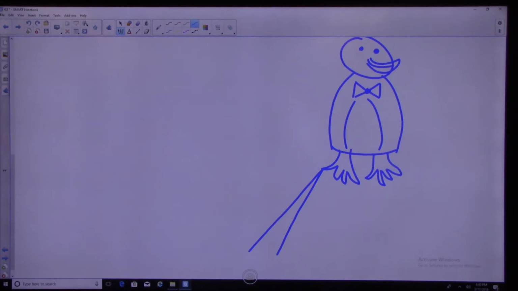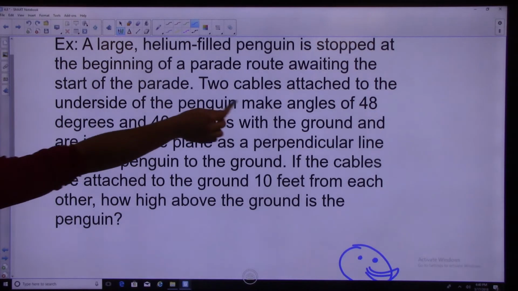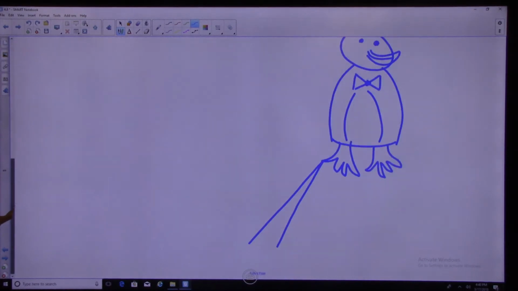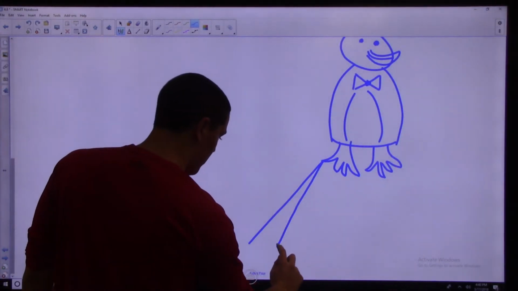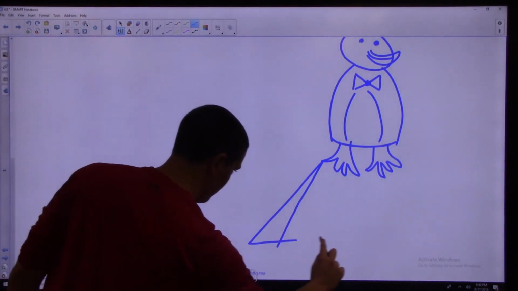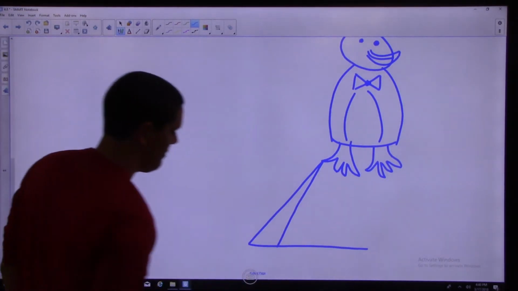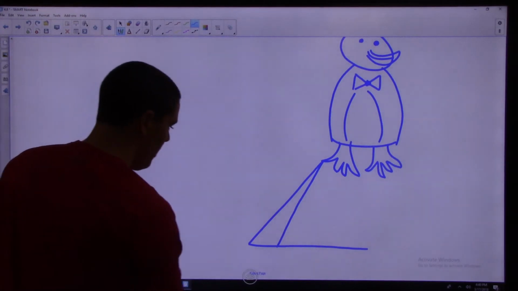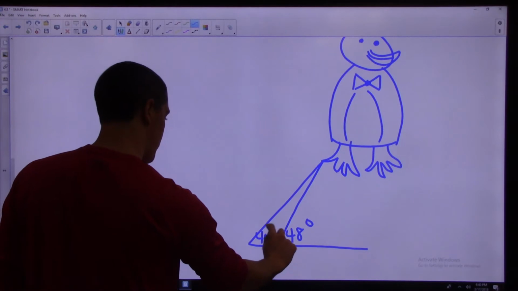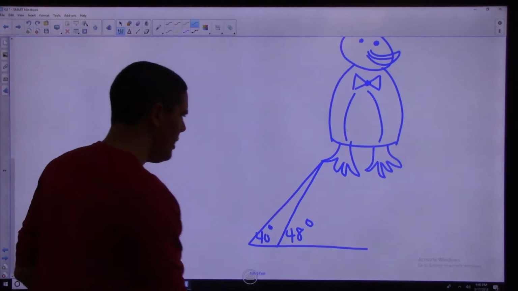Now, I drew him at that angle because it tells us the two cables attached to the underside of the penguin make angles of 48 degrees and 40 degrees with the ground. So this angle right here with the ground, let me just draw the ground here. Let me try to make it horizontal. Okay, that's as good as it's going to get. So this right here is going to be 48 degrees, and this angle is going to be 40 degrees. Hopefully that makes sense. The closer you are, the bigger the angle of elevation is. I talked about that a little bit last time.